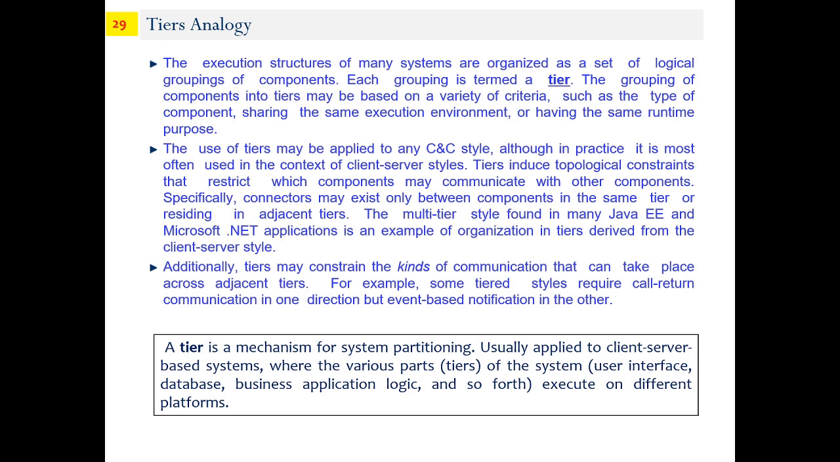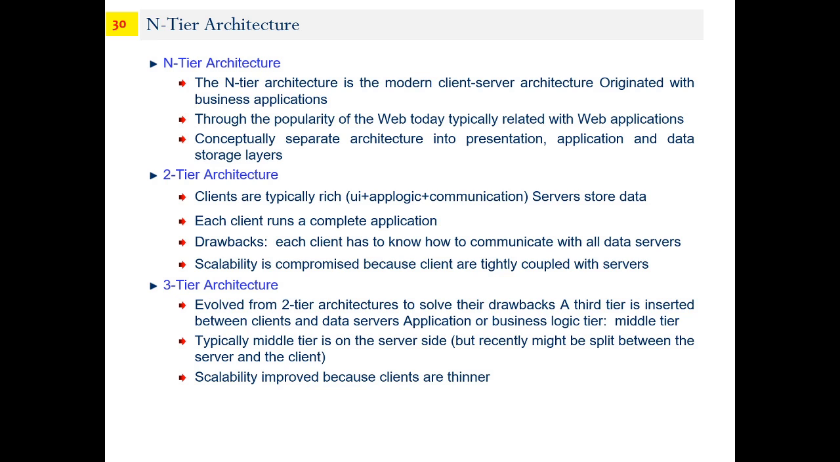Multi-tier is applicable in Java Enterprise Edition and .NET applications. So in summary, a tier is a mechanism for system partitioning, and it is applied to client server based systems where various parts or tiers of the system can communicate. Now here you should not misjudge tiers with layers, right? Layers is a different issue, tier is a different issue. You have to remember the example of the bogie that I have given to you, 2 tier, 3 tier, okay? Just remember that, and things will be automatically clarified.